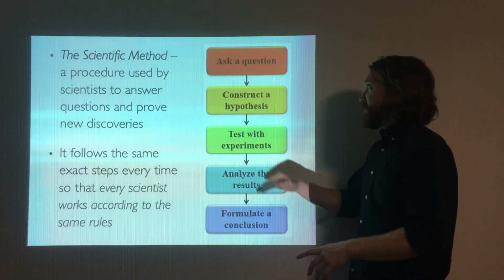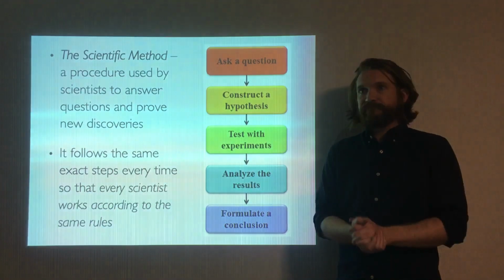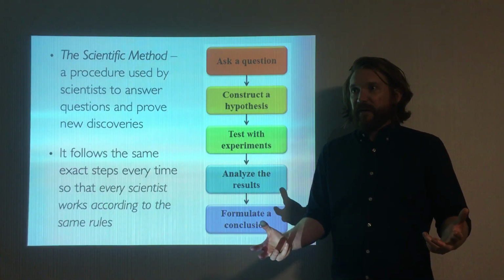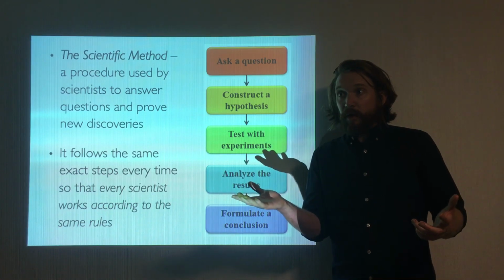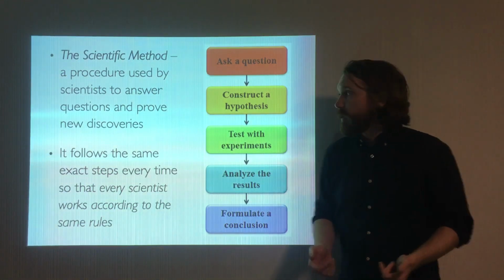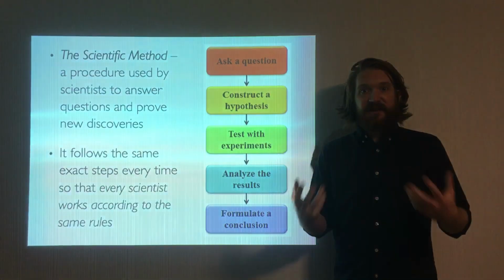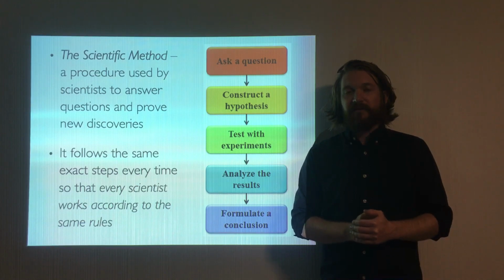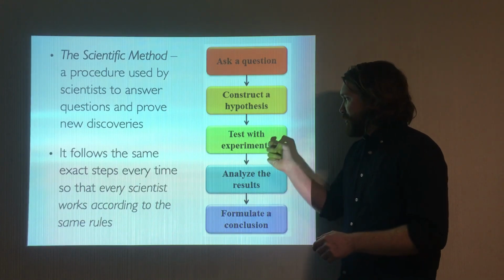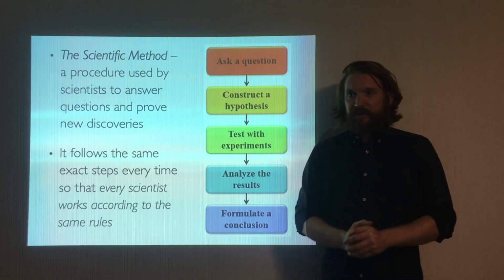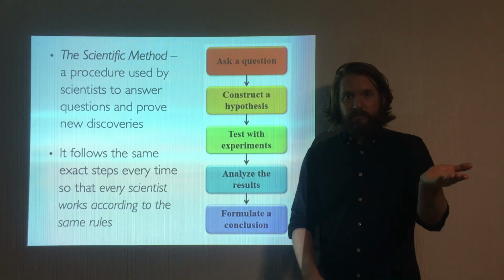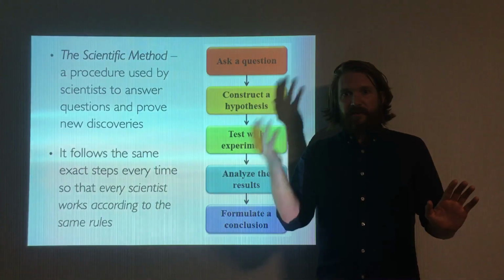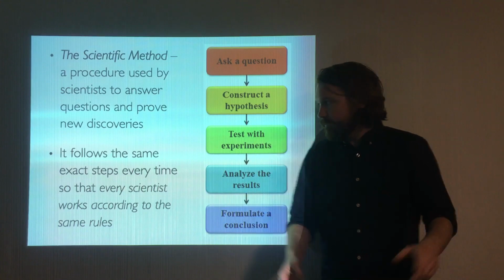Very simply, the scientific method is ask a question. Will plants grow taller if I feed them water or milk? There's a question. You construct your hypothesis. That's an educated guess. You say, I think plants will grow better if I give them milk. You test this with an experiment, okay? So you take three plants. One, you don't do anything to. One, you give water. And the third one, you give milk, okay?